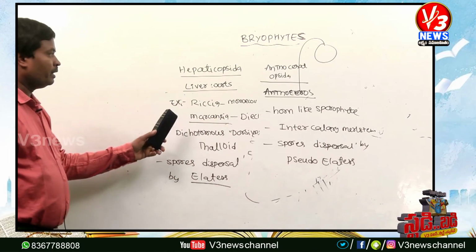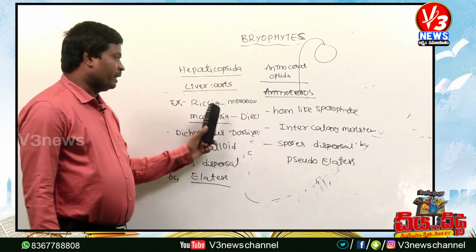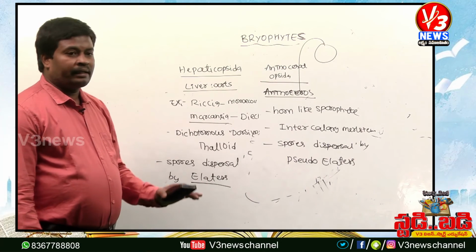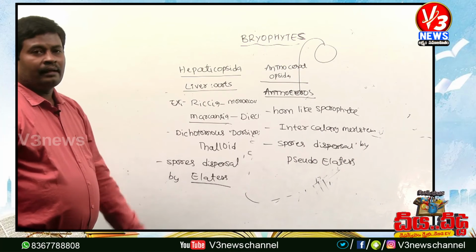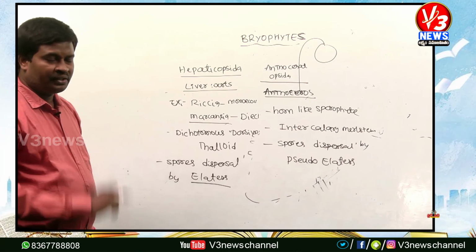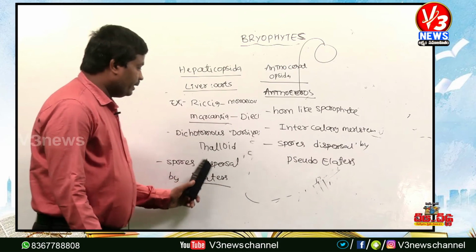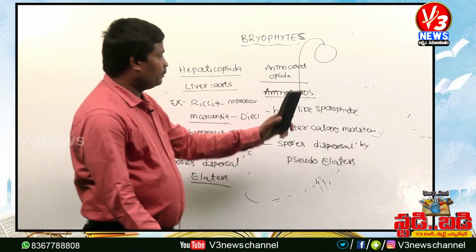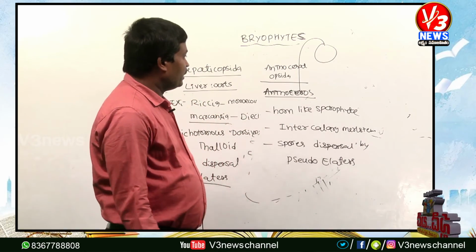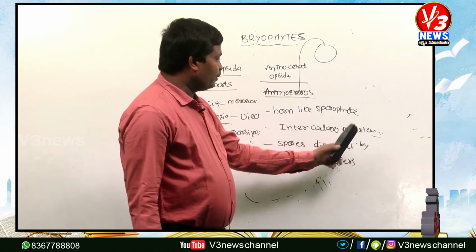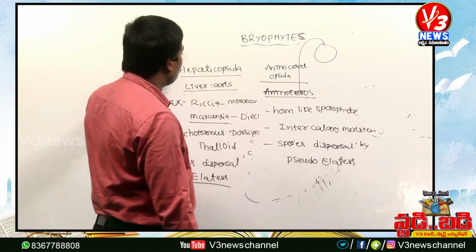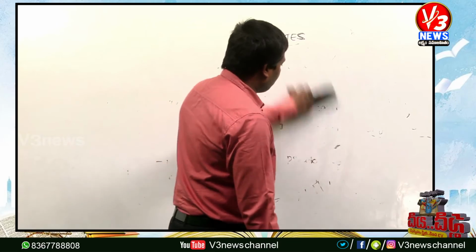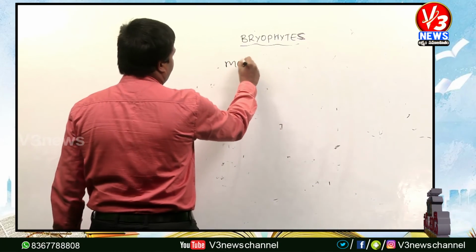Very important to remember: Marchantia is the example of the liverworts. Marchantia is a dioecious plant. It is a dichotomous dorsiventral thalloid structure. In Marchantia, the green colored multicellular structures are called gemmae. Gemmae help in vegetative reproduction. In Marchantia, the sporophyte has a capsule, and spores are dispersed by elaters. In Anthoceros, the horn-like structure is the sporophyte, with intercalary meristem, and spores are dispersed by pseudoelaters.